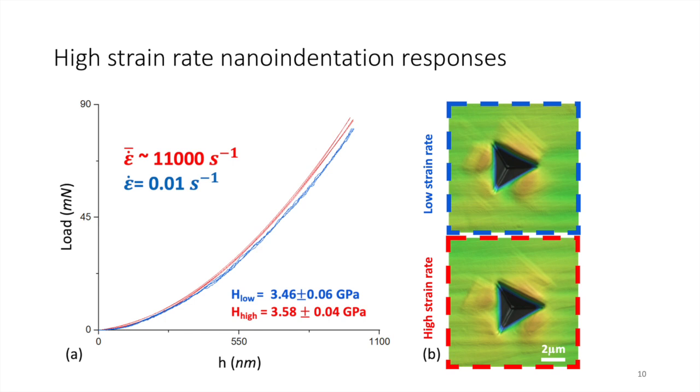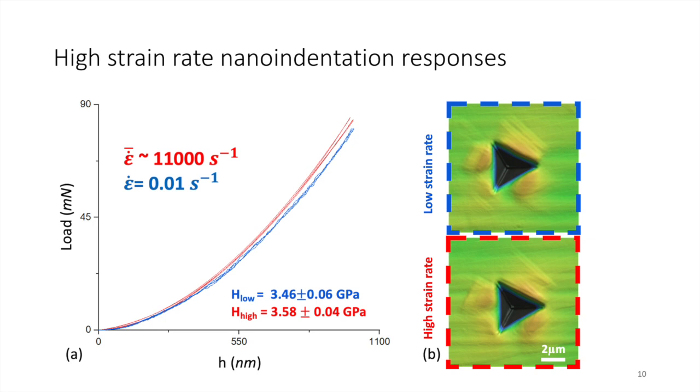At the same indentation depth, the higher the load, the higher the hardness. If you just qualitatively compare the red curves and the blue curves, you don't see a huge difference. Converting the data into hardness, the low strain rate hardness was 3.46 plus minus 0.06 gigapascal. The high strain rate hardness was calculated to be 3.58 plus minus 0.04 gigapascal. Although the difference is statistically significant, the increase is marginal. It's barely a 3.5% increase in hardness.